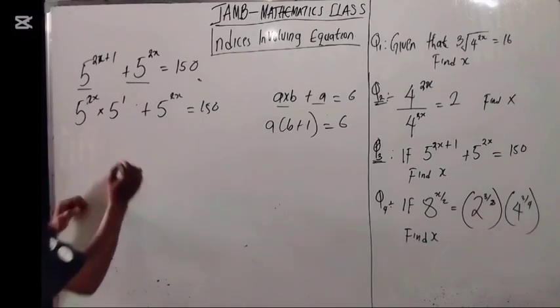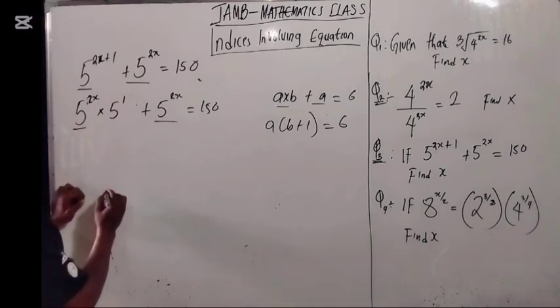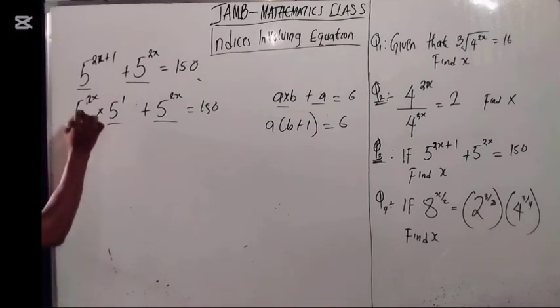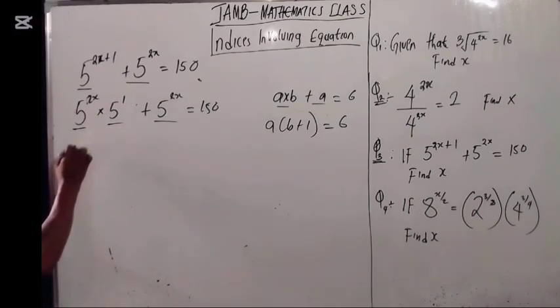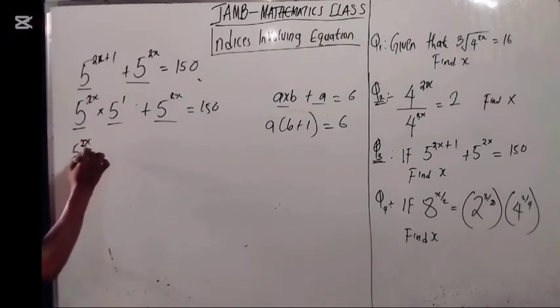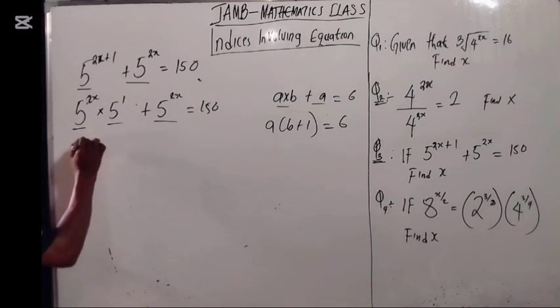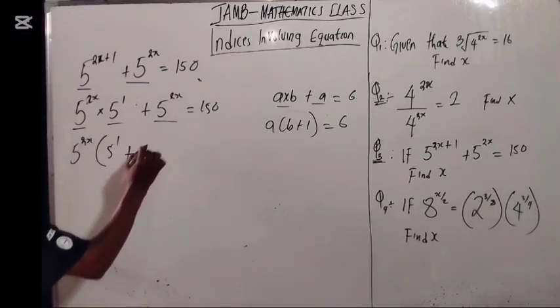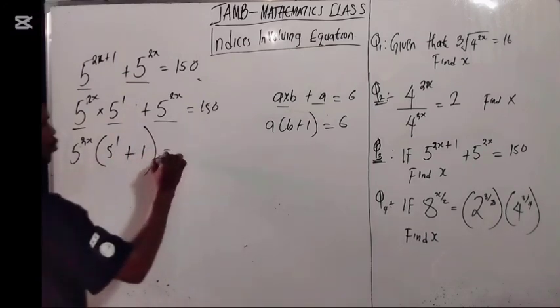Now this one is just like the a and a. Can you see that? Here is just like the b. So we can factor this one. If you factor out 5 raised by 2x, here we have 5 raised by 1 plus 1, equals 150.